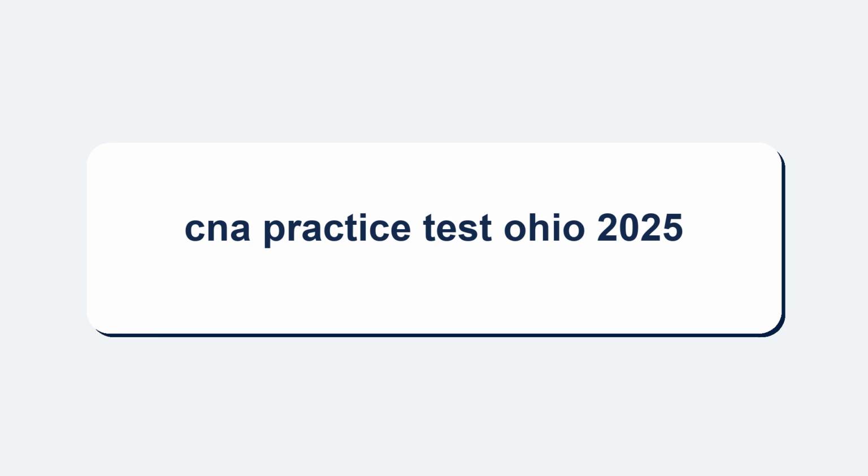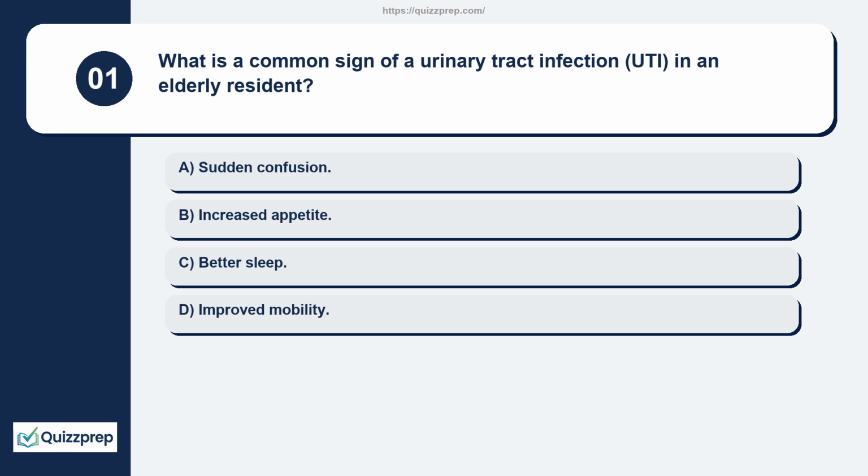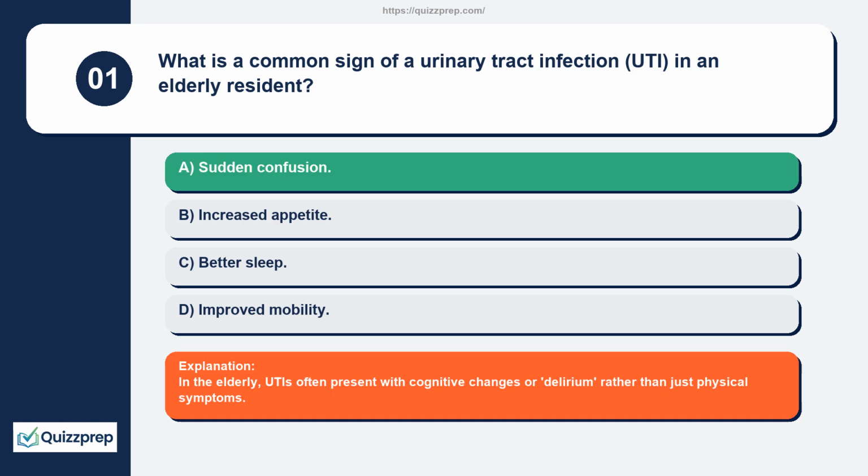CNA Practice Test Ohio 2025. Question 1. What is a common sign of a urinary tract infection, UTI, in an elderly resident? Sudden confusion, increased appetite, better sleep, improved mobility. In the elderly, UTIs often present with cognitive changes or delirium rather than just physical symptoms.